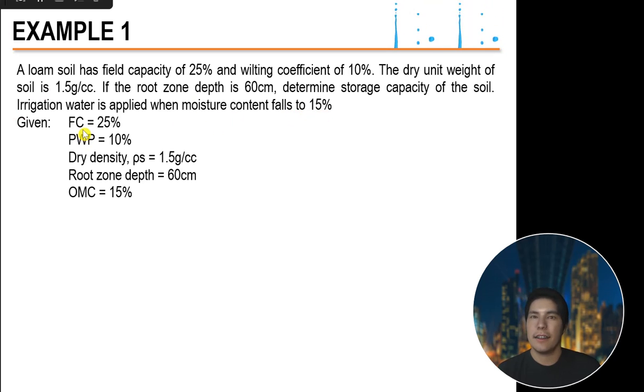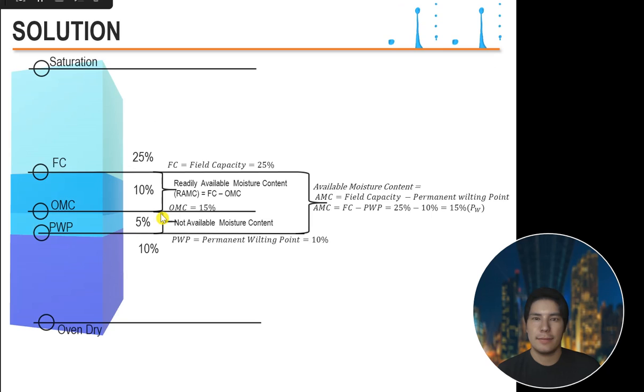So bali given yung FC natin which is 25%, given yung PWP, the permanent wilting point, which is 10%, given din yung dry density which is 1.5 grams per cc and the root zone depth na 60 centimeter. And we have this given na OMC which is 15%, no? The optimum moisture content. Okay, so bali ito yun, no? So we have this field capacity at this point, 25, and then we have this OMC na 15%, no?